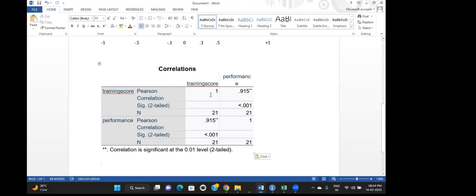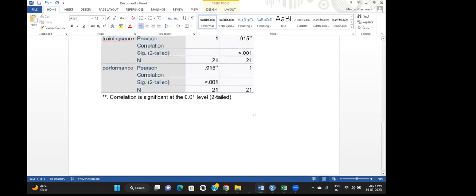Now, whether this value is significant or not, whether the relationship between the two variables, that is the training score and performance, is significant or not. So what you have to see is that the significance two-tailed test shows it is less than 0.01. So what does this show? Okay, before this, let me tell you something about hypothesis testing.